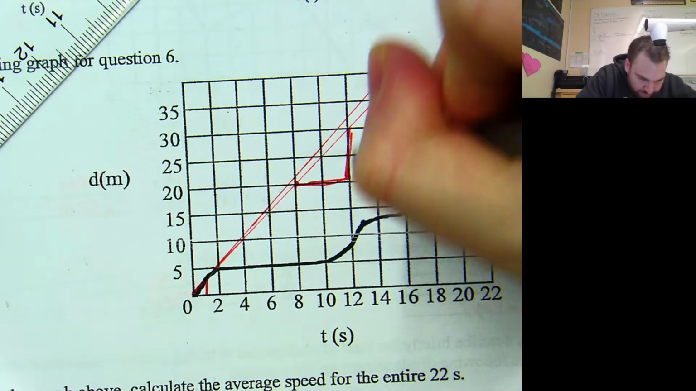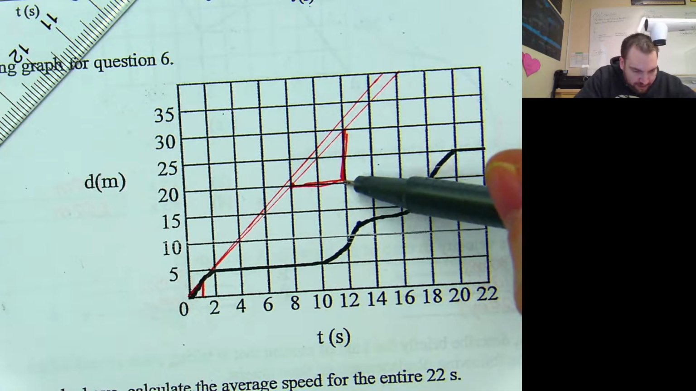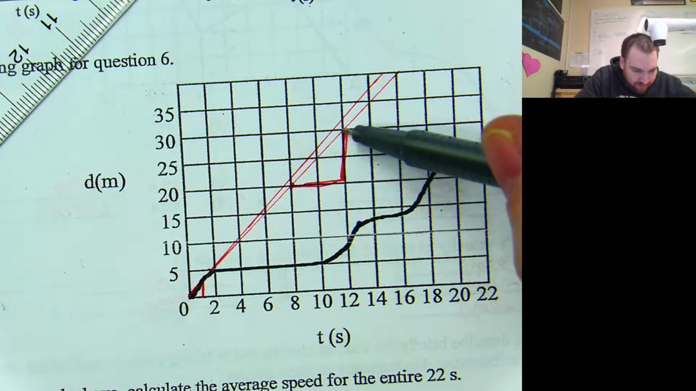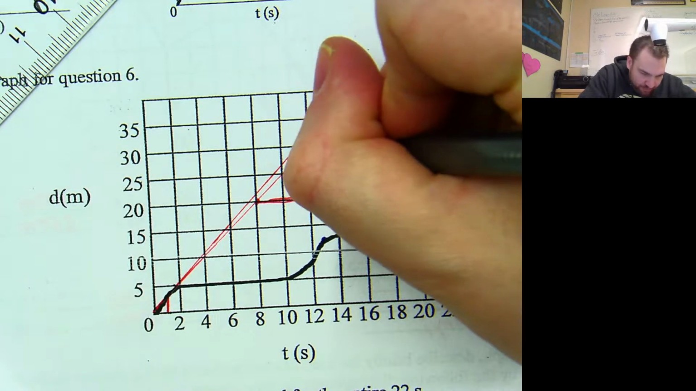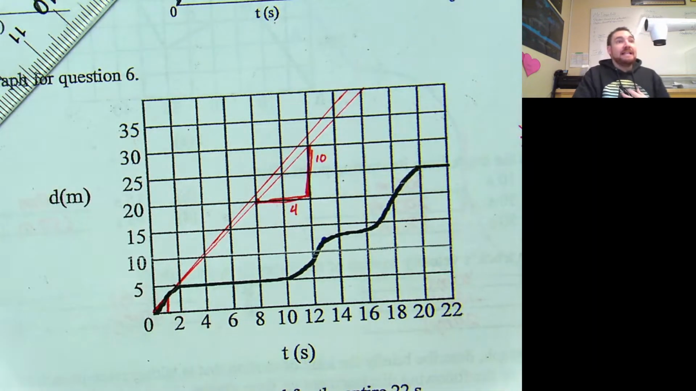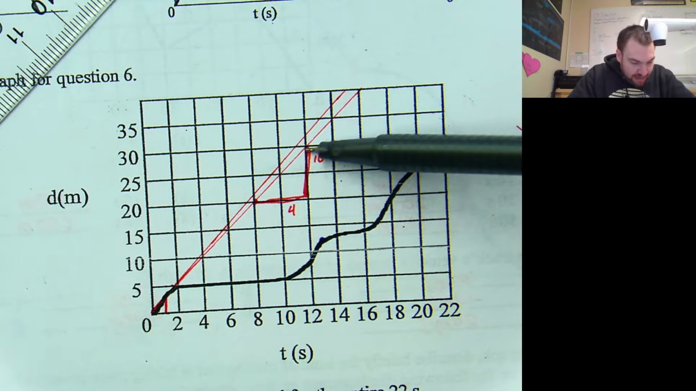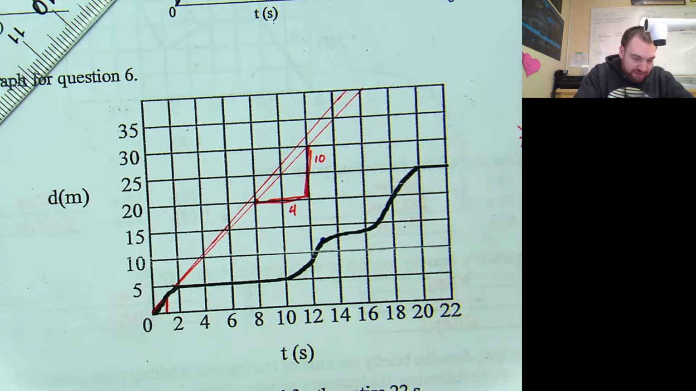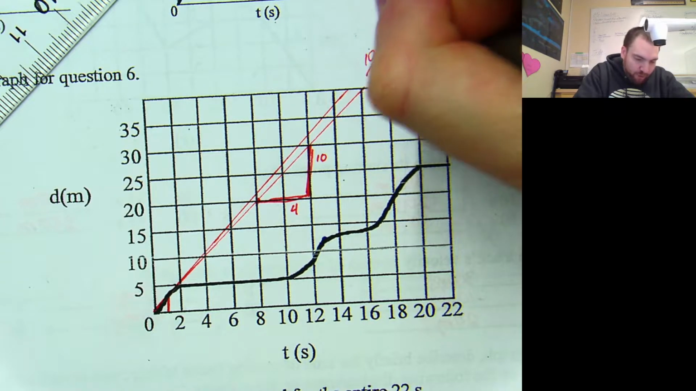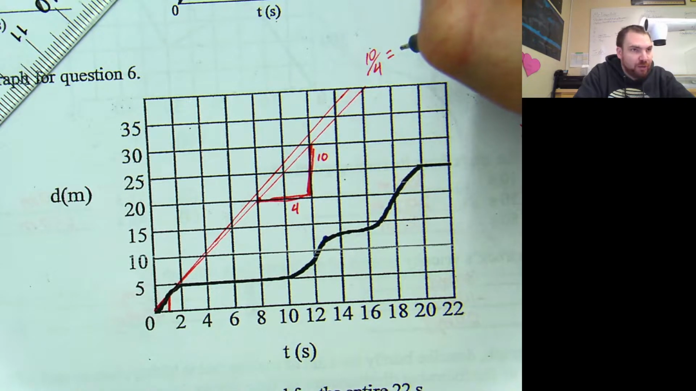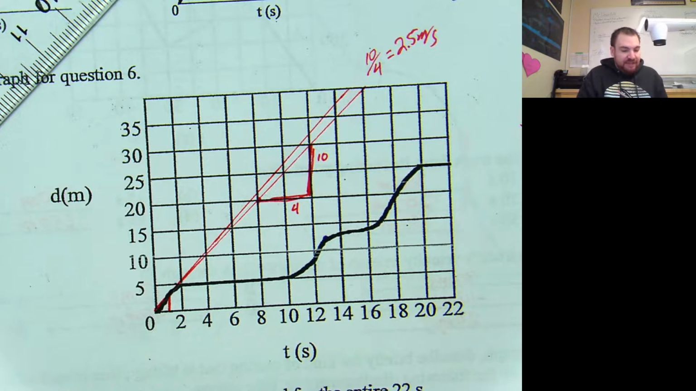The slope here: it went over 4 and it went up 10. So it's a rise of 10 and a run of 4. Again, careful, don't count boxes because then you think the slope is 1. You actually have to use the scale. So I'm rising here from 20 to 30, and I'm running here from 8 to 12. That gives me a slope of 10 over 4, which is 5 over 2, which is 2.5 meters per second. So that would be my velocity right at 1 second.